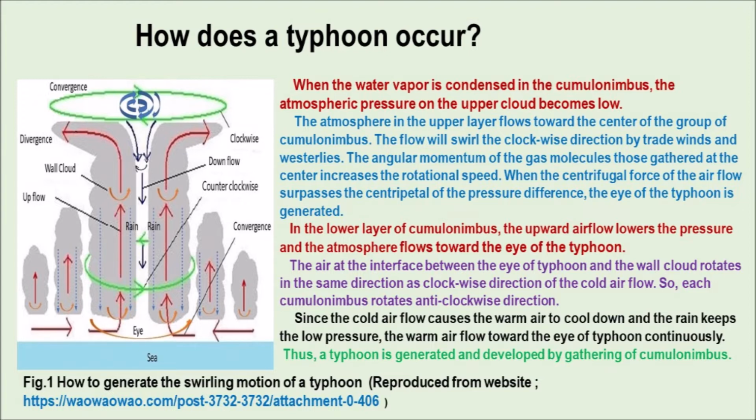The cold airflow causes the warm air to cool down and the rain keeps the low pressure. The warm air flows toward the eye of the typhoon continuously. The typhoon is generated and developed by the gathering of cumulonimbus.